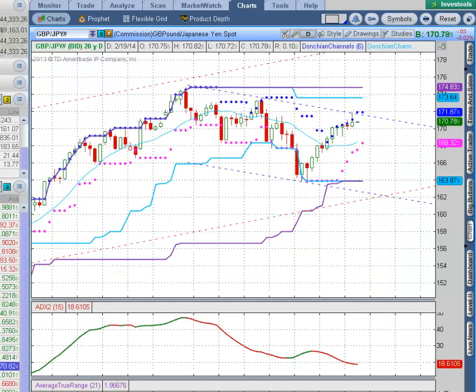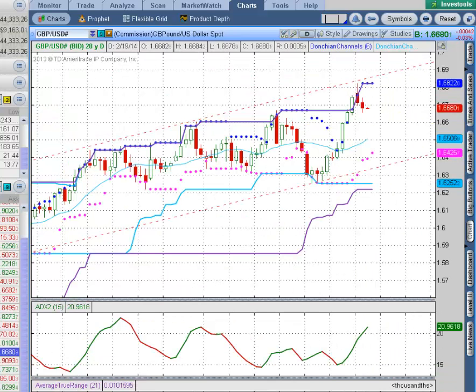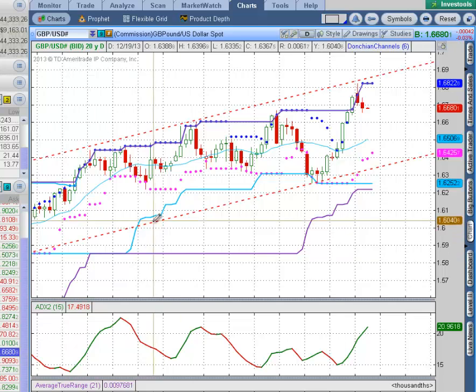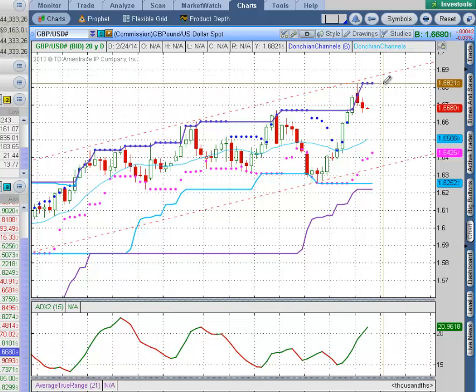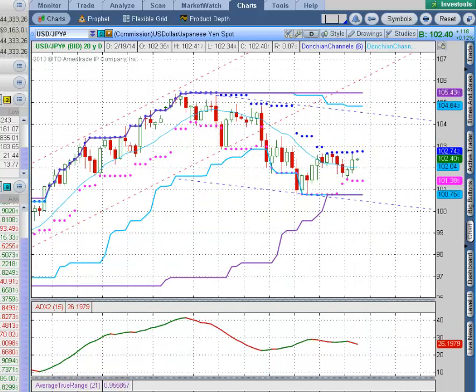Here's the price chart for the pound yen. It's in a medium-term uptrend channel, but most recently it seems to have formed a short-term downtrend channel. We're now looking at the pound US dollar. It's in a short-term uptrend channel. A break above here would be very bullish.